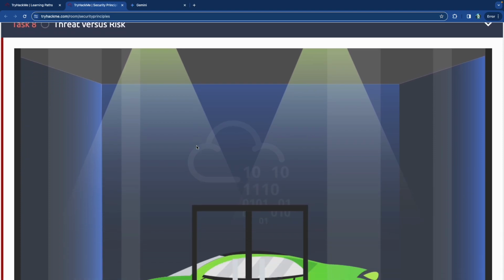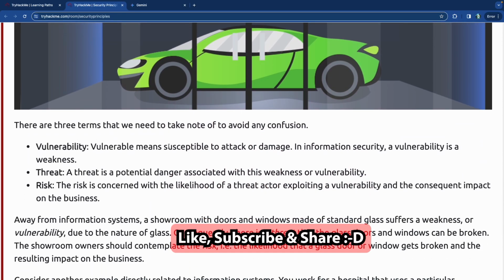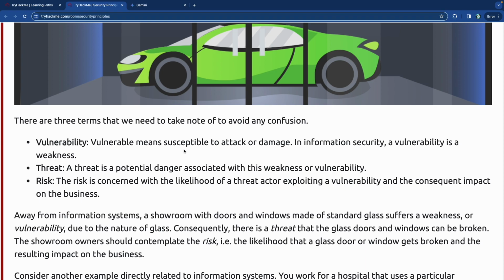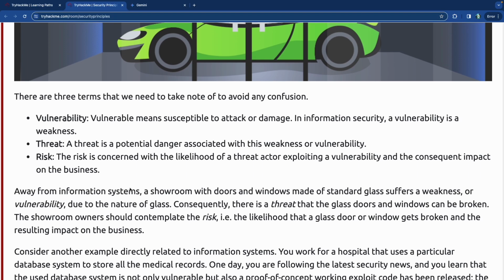So let's look at that. In this case, there are three terms that we need to take good note of to avoid any confusion. A vulnerability means susceptible to attack or damage. In information security, a vulnerability is a weakness. A threat is a potential danger associated with that weakness or vulnerability. The risk is concerned with the likelihood of a threat actor exploiting a vulnerability and the consequent impact on the business.